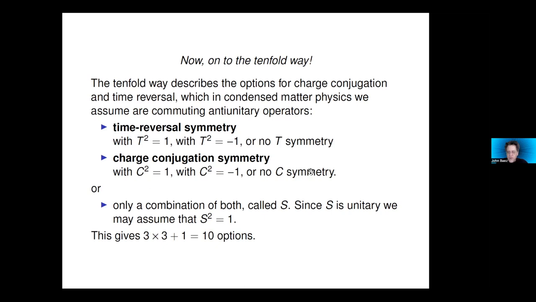So that's 9, but there's a 10th, which is that it's possible that you may only have the combination of both time reversal symmetry and charge conjugation symmetry. We could call that CT, but that would be misleading, since we don't have C and T separately. So they call it S, and that one will be unitary. And so we've seen you can assume that its square is equal to 1. So we get a total of 10 options.